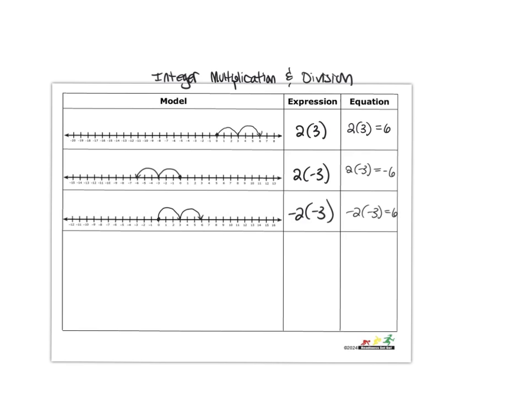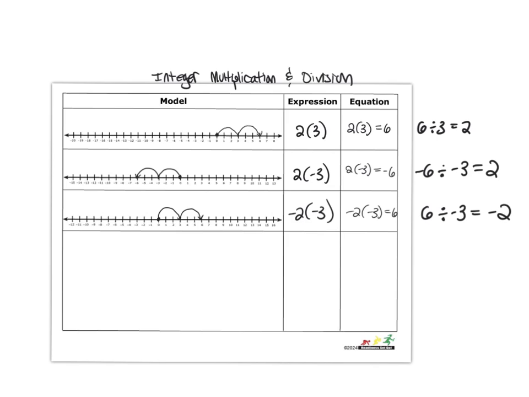We could also use this to think about division. If 2 times 3 is 6, then 6 divided by 3 must be 2. If 2 times -3 is -6, then -6 divided by -3 must be +2. And then if -2 times -3 is 6, then 6 divided by -3 must be -2.